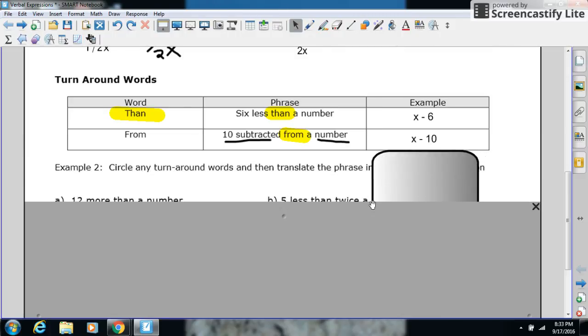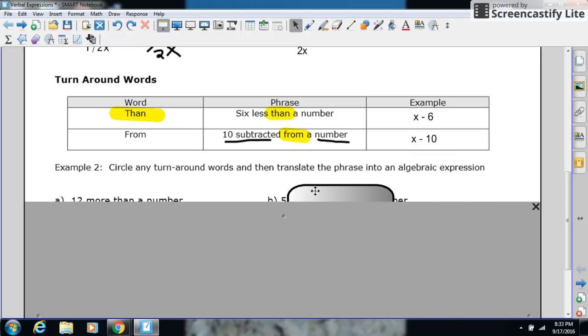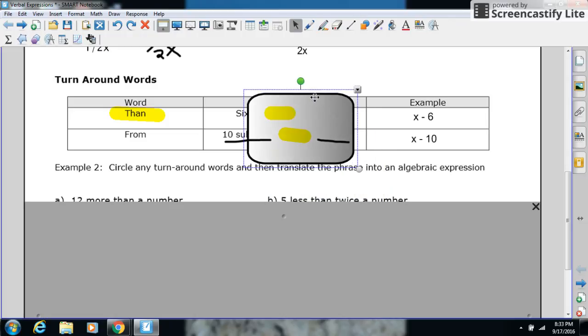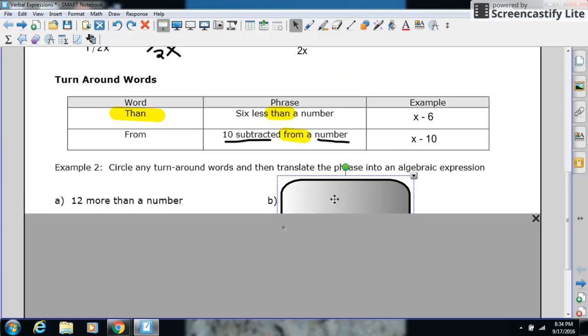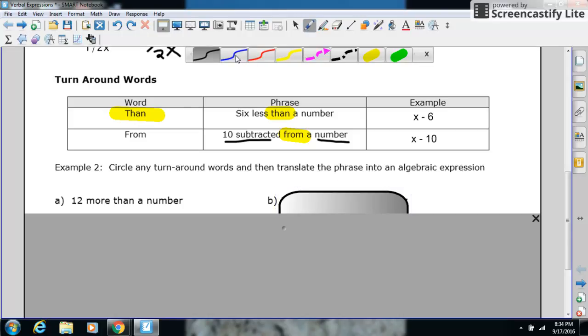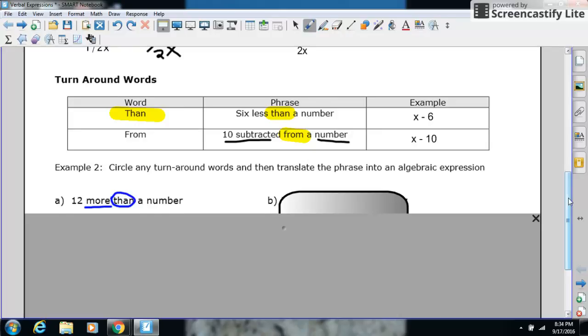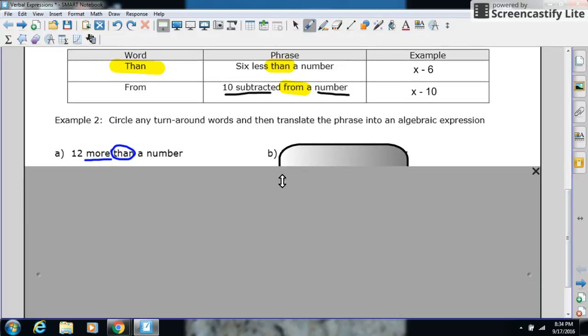All right, these next couple, I'm going to ask that you make this bigger. There we go. 12 more than a number. I'm going to ask that you circle a turnaround word. All right, your turnaround word in this case is the word than. That's going to be your turnaround word. Now the word more, if you look at your notes, if you've forgotten, means plus. So that would be, since you're best to turn it around, a number is x, turn around the plus, and it'll be x plus 12.